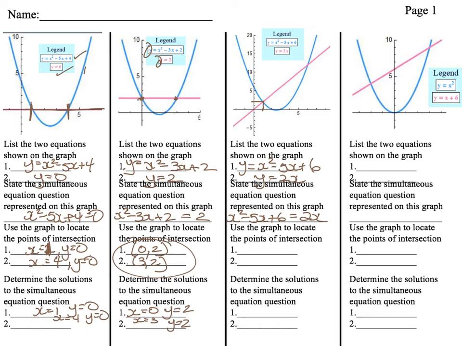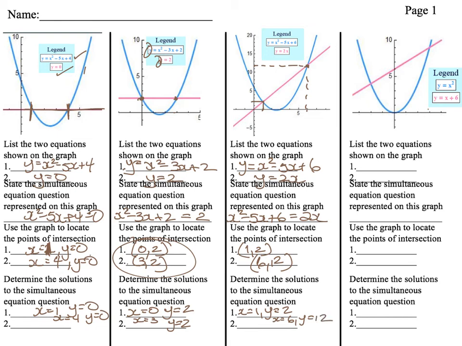The points of intersection are (1, 2), and the next point of intersection is (6, 12). So therefore the solution is x equals 1, y equals 2, and x equals 6, y equals 12.